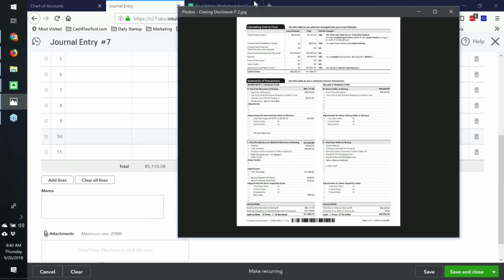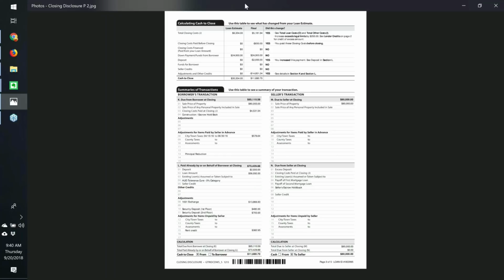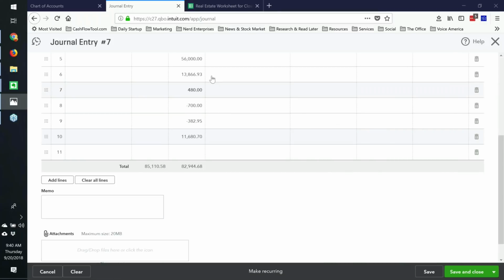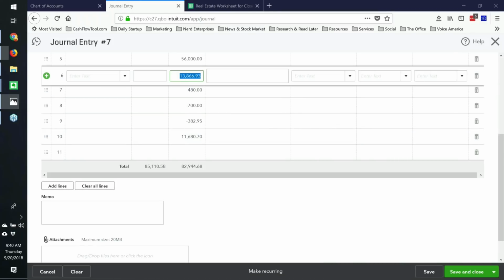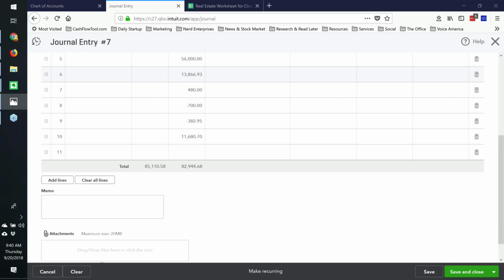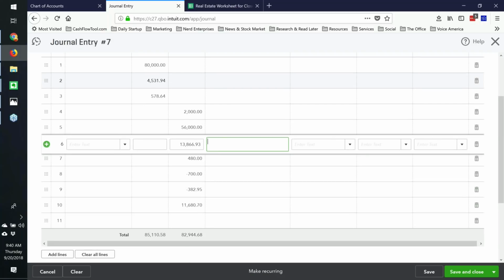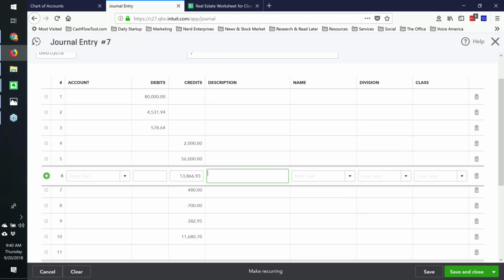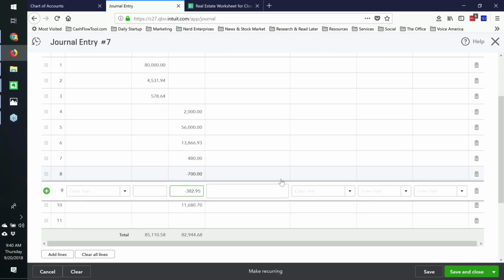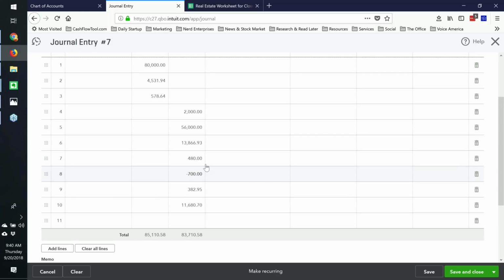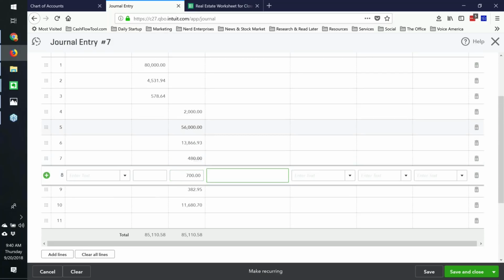Okay, and it looks like I'm not quite balanced because I left out the 10. No, that's there. You still got some negative signs on the 700 and the 382. Thank you, Hector. That is exactly why I'm off. Okay. Nope. There. Okay, now I have a perfectly balanced entry.